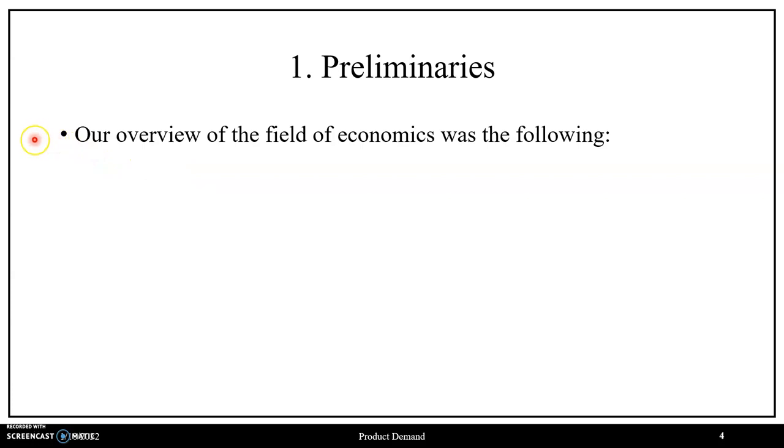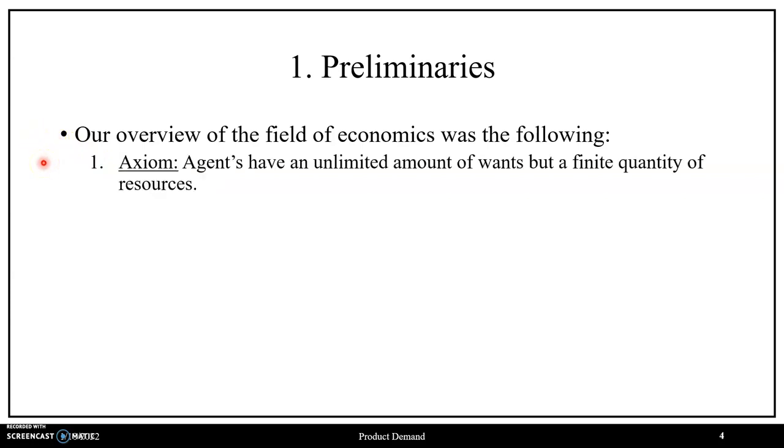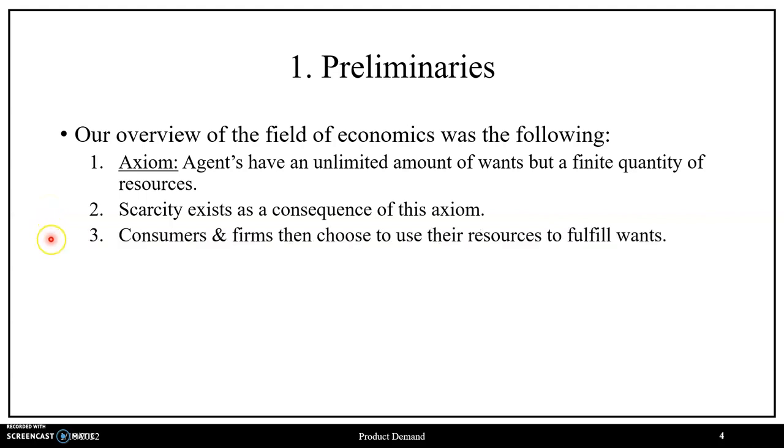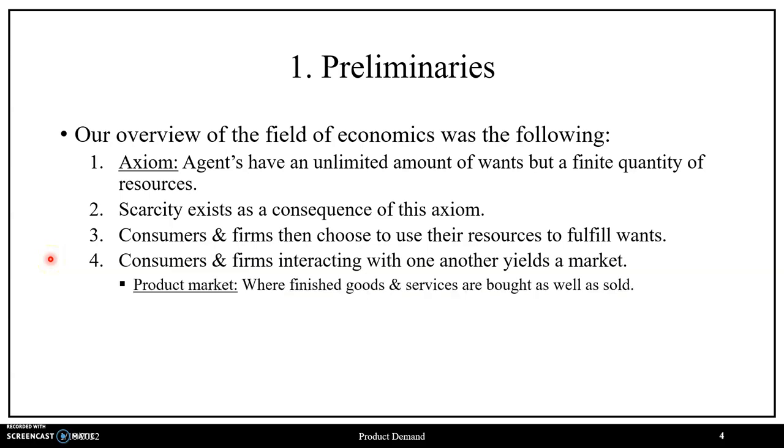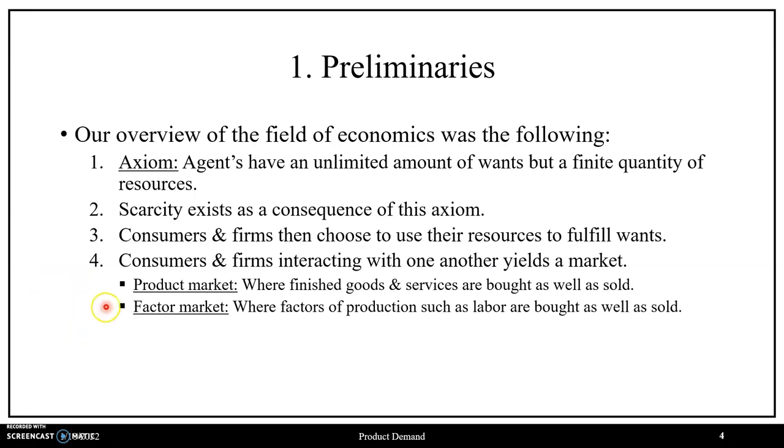Beginning with our preliminaries, our overview for the field of economics was the following. Agents have an unlimited amount of wants, but a finite quantity of resources, where our result of this axiom was scarcity. And due to scarcity, consumers and firms must then choose how to use their resources to fulfill wants, where when our agent types interact with one another, the result will be a market in which we can have a market for products or a market for factors of production.